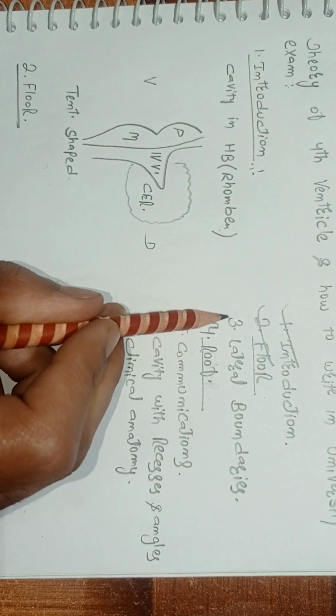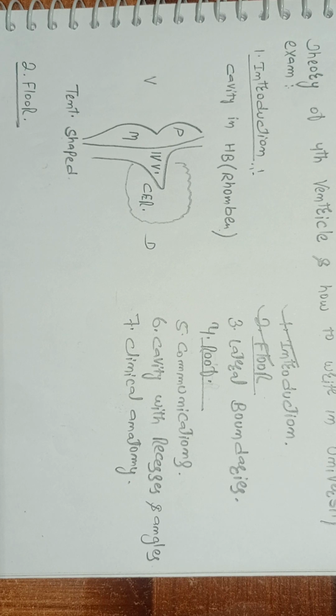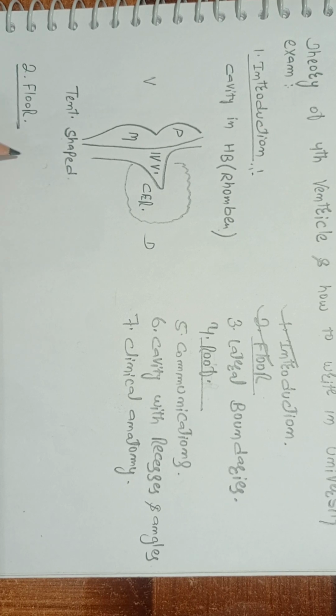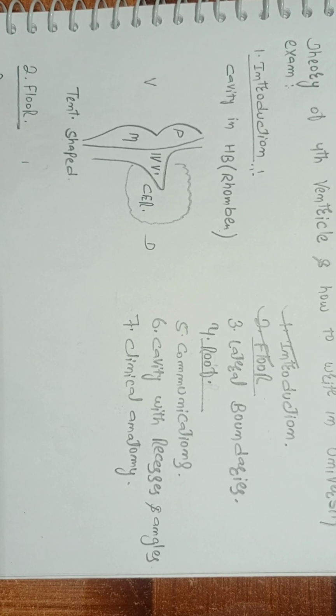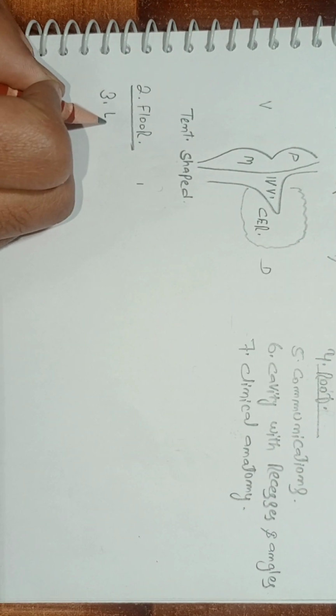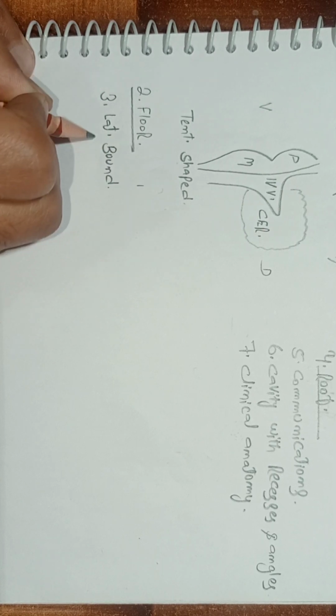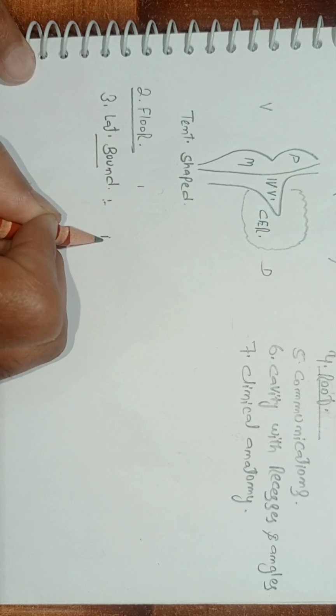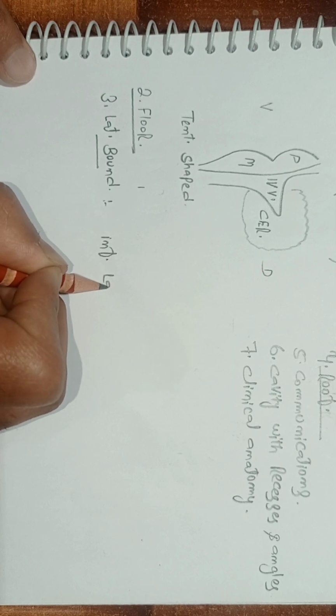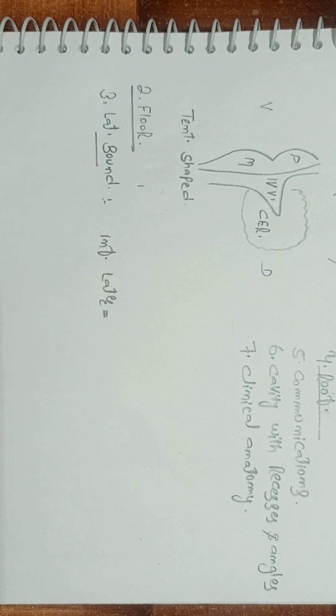Now we will talk about the lateral boundaries of the fourth ventricle. Now the third heading is lateral boundaries. Inferior laterally.